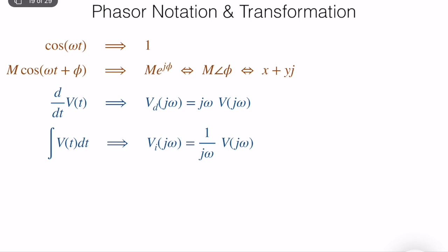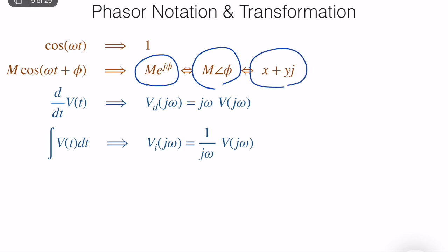Cosine ωt is our base signal, and we assume that its phasor counterpart is equal to 1. In a different text, you can see that they assume sine ωt is equal to 1. You can do something else, but this is a more generally accepted notation. In this respect, a magnitude-scaled and phase-shifted cosine signal becomes M, a magnitude, and a phase in the phasor domain. This is exactly equivalent to this, just showing that the different notations are the same.